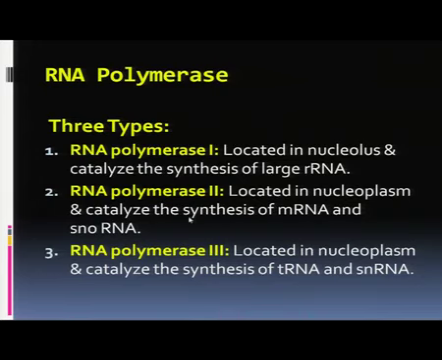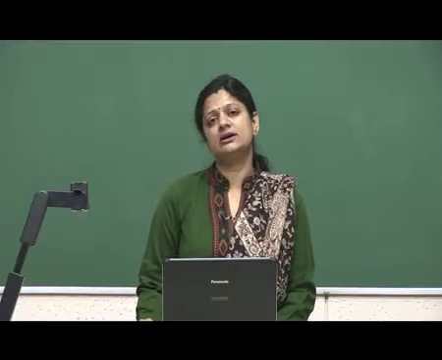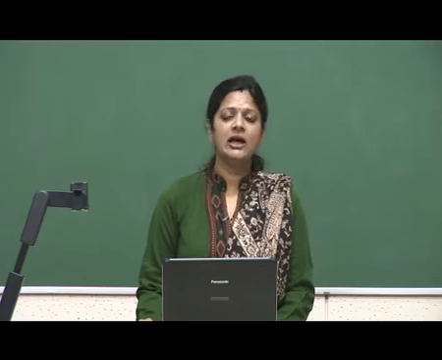So, you can see one major difference between prokaryotic transcription and eukaryotic transcription. In case of prokaryotes, there is a single RNA polymerase which can transcribe all types of RNAs, but in case of eukaryotes, there are three different RNA polymerases, RNA polymerase 1, RNA polymerase 2 and RNA polymerase 3, which transcribe the three types of RNA. So, in this session we will focus on the transcription of messenger RNA.